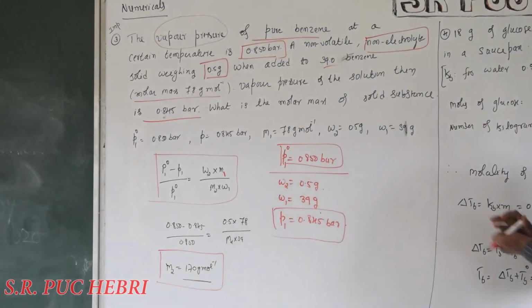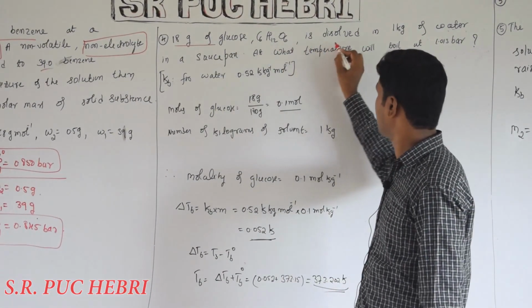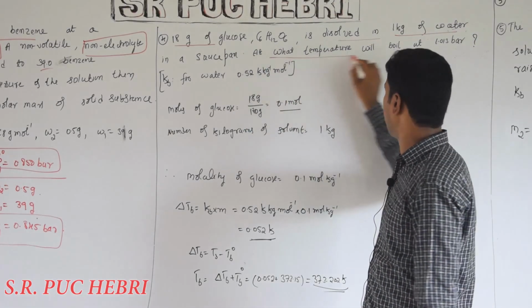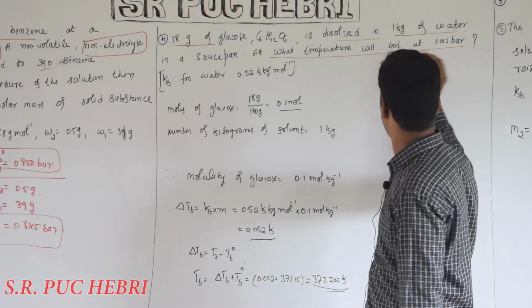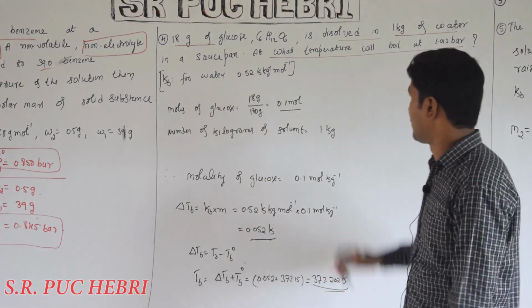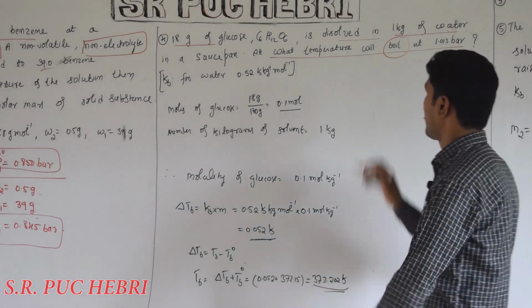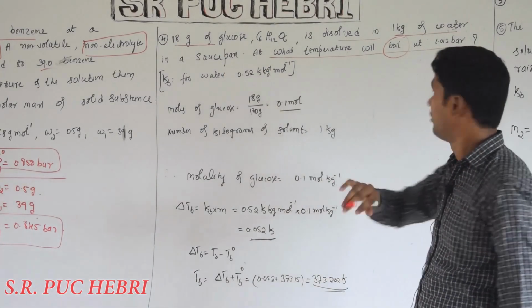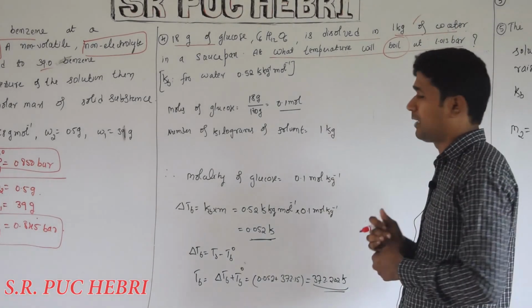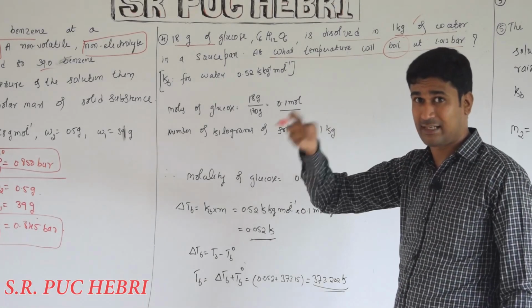So next, coming to the 4th numerical: 18 gram of glucose is dissolved in 1 kg of water in a saucepan. At what temperature will water boil? The pressure is given. This is the question. It is related to the boiling point. Here we added 18 gram of solute into 1 kg of water. What happens to the boiling point of water now? Boiling point of water increases. So now they asked you to calculate the boiling point of water after the addition of solute.